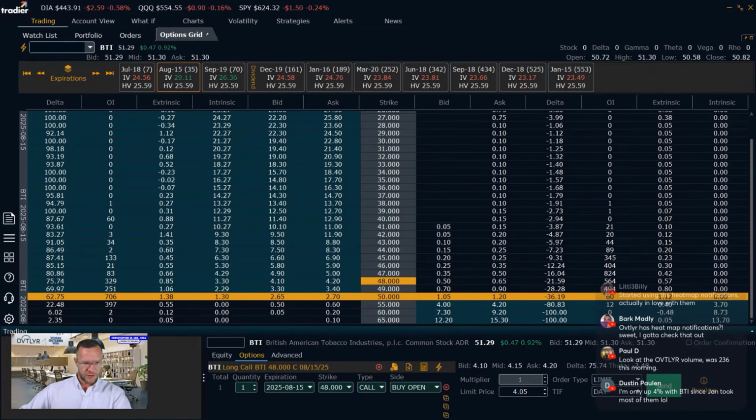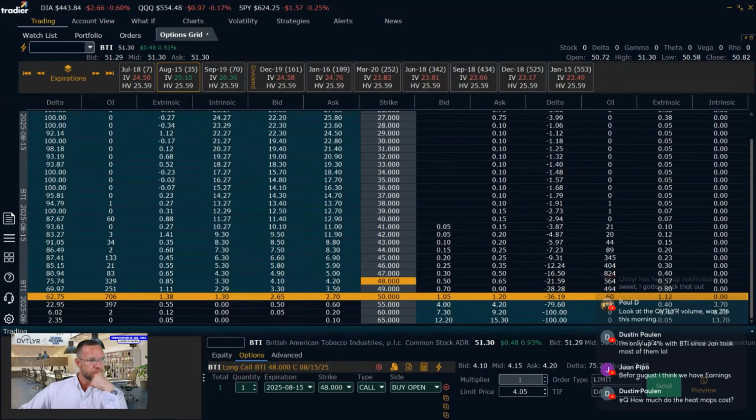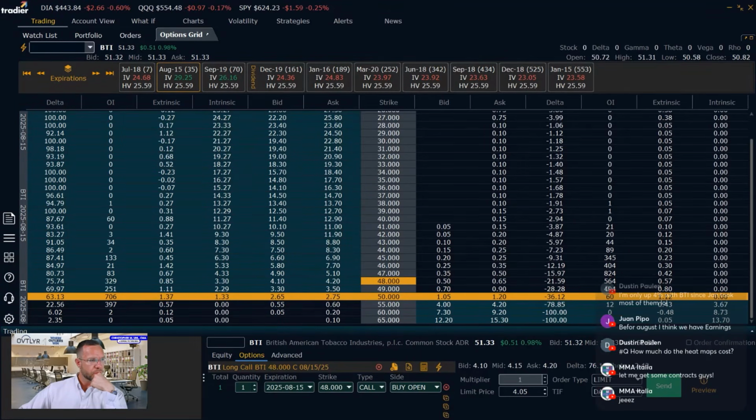And I'm putting my order in at 415. My account, go. Working order for 415 on the 48 strike. Not filled yet. What I like to do, if I don't get filled right away, that's not a big deal, but I do need to start working it. So BTI at 415 is not getting me filled. So let me try 420.